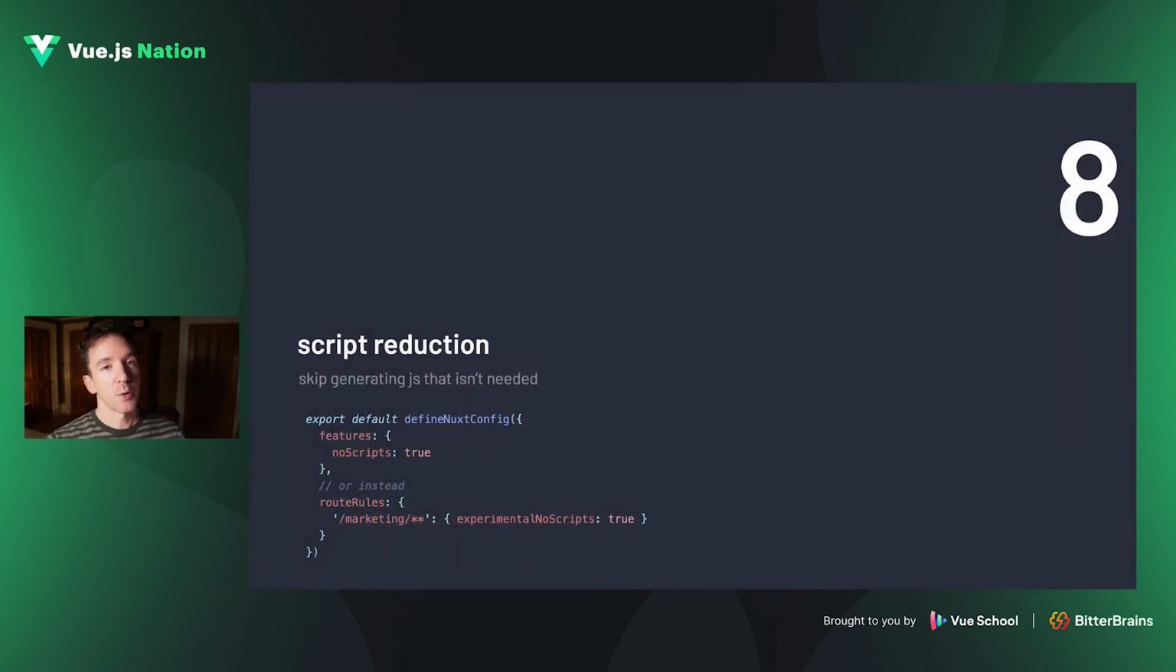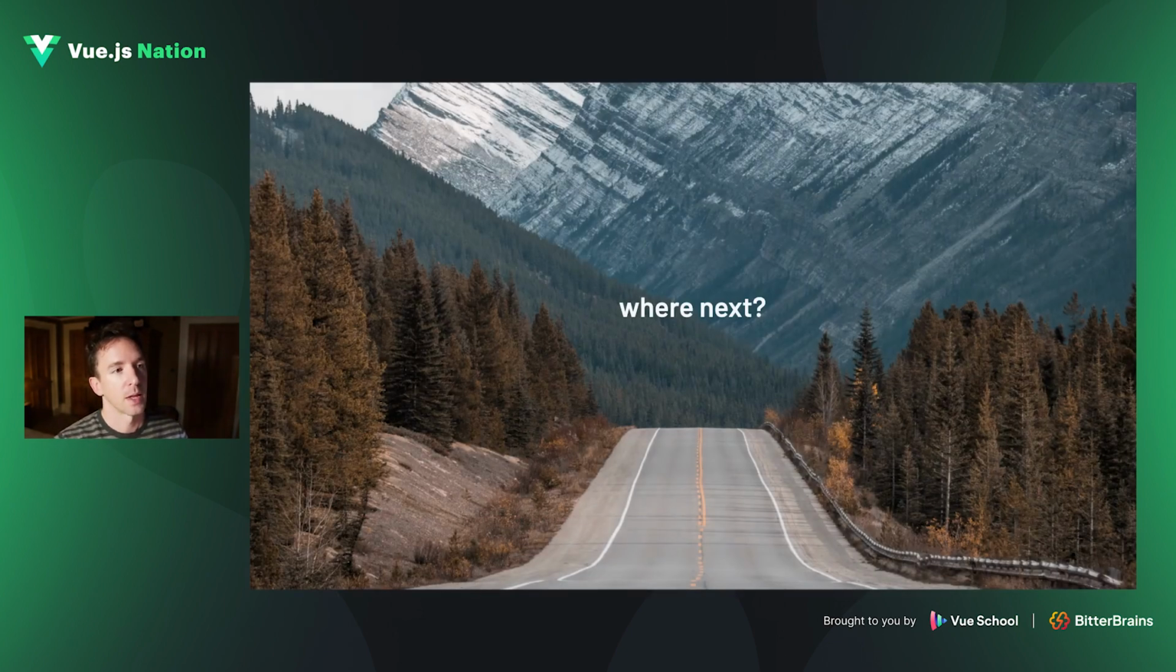And of course, it's worth saying that the best JavaScript is JavaScript you don't need. So Nuxt 3 has supported, actually since its release, the ability to turn off JavaScript using features.noScripts. And you can actually do it on a per route basis by simply disabling script generation for that particular page, leaving the rest of your site interactive.